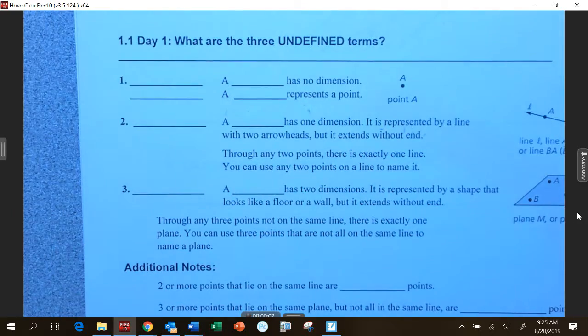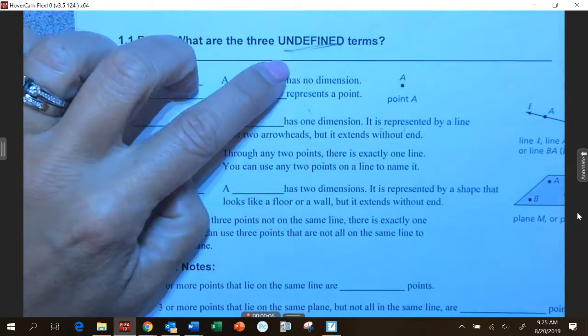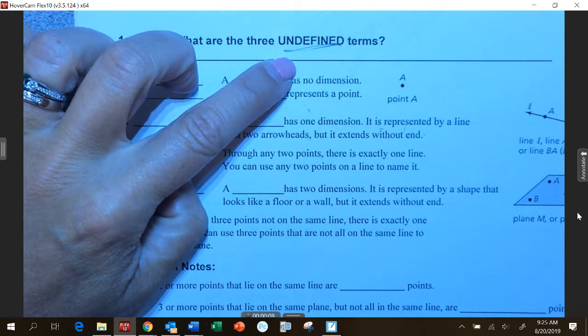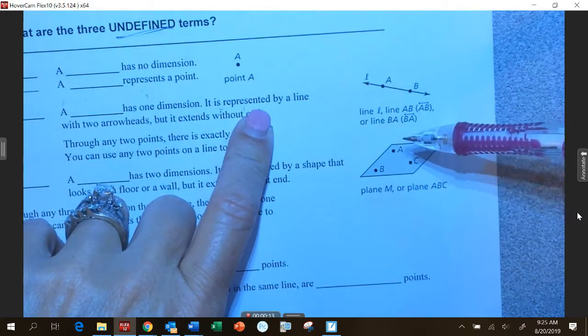Okay, so we're going to talk about the 3 undefined terms, and we actually just talked about those. There are pictures right over here of the 3 undefined terms.